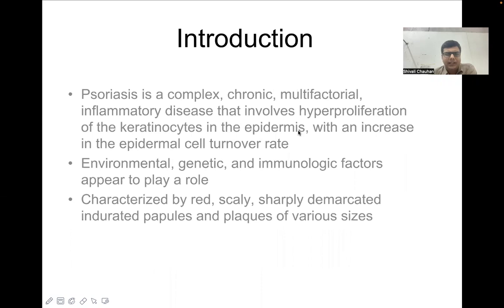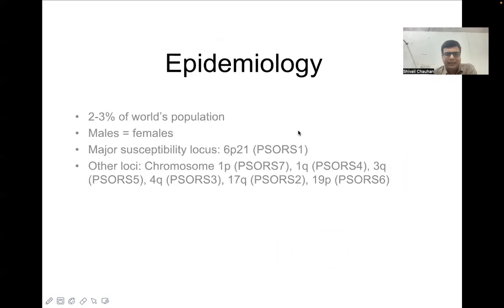Various environmental, genetic, and immunological factors appear to play a role in psoriasis. Psoriasis is characterized by red, scaly, sharply demarcated, indurated papules and plaques of various sizes. Almost 2 to 3% of the population is affected with psoriasis, and the female to male incidence is similar. The major susceptibility locus is 6p21, also called the PSORS1 gene. Other loci are PSORS7, PSORS4, PSORS3, and PSORS2.